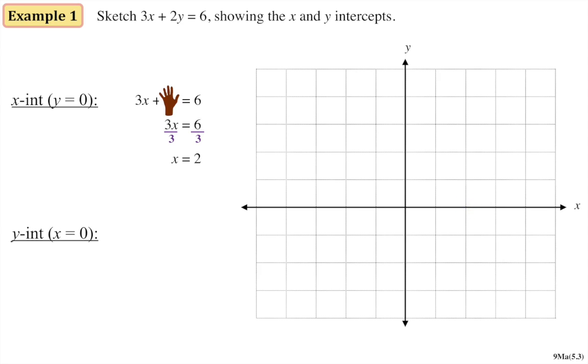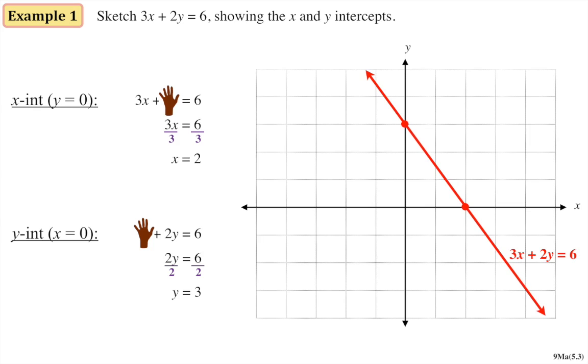How do you find the y-intercept? Well, again, we write y-int. It's short for y-intercept. Then we put brackets to say to find the y-intercept, we're going to let x equal 0. Again, if x is 0, imagine just covering up the x part. What are you left with? 2y equals 6. Divide both sides by 2 and you get y equals 3. So what does this mean? You go to the x-axis at 2, the y-axis at 3, and you put dots. You join them, and there's your line.